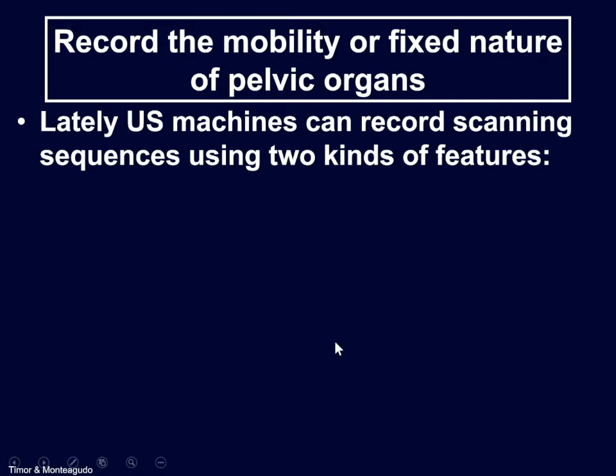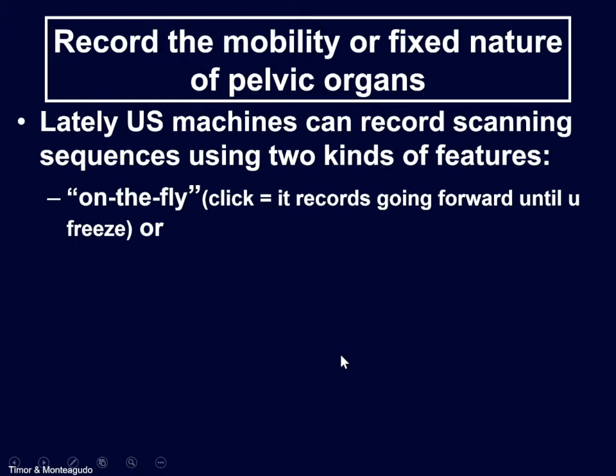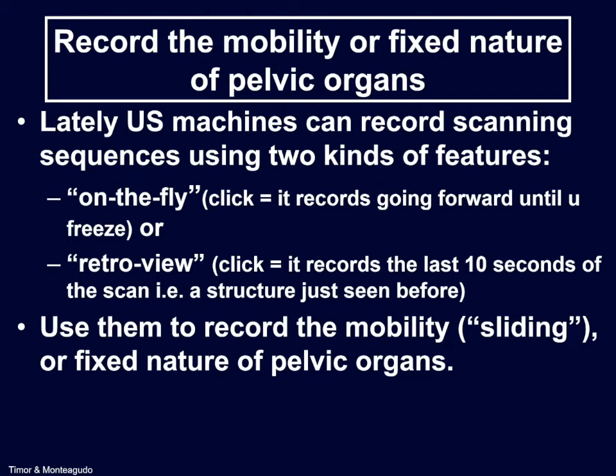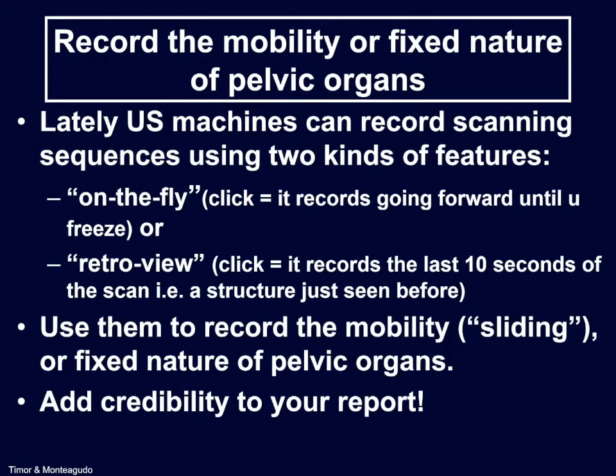Lately, the ultrasound machines can record scanning sequences using two kinds of features. On the fly, which is when you click, it records going forward until you freeze. Or you can use the retro view, where you click, and it records the last 10 seconds of the live scan. For example, a structure just seen before that you want to immortalize. Use them to record the mobility, the sliding or fixed nature of pelvic organs, and add credibility by this to your report.